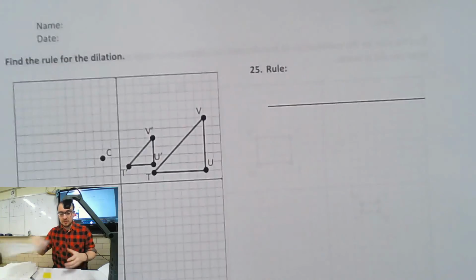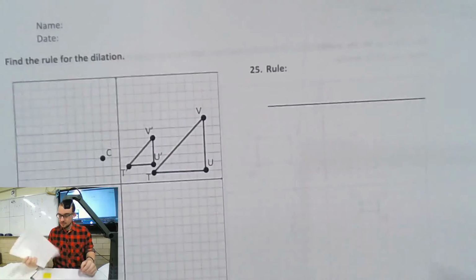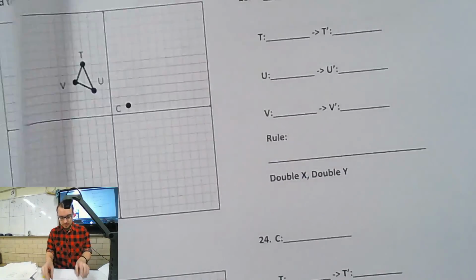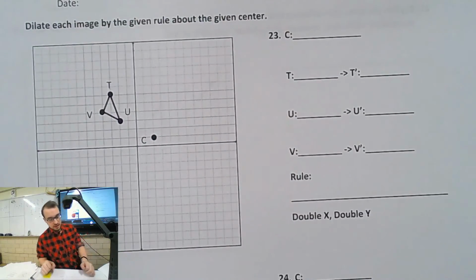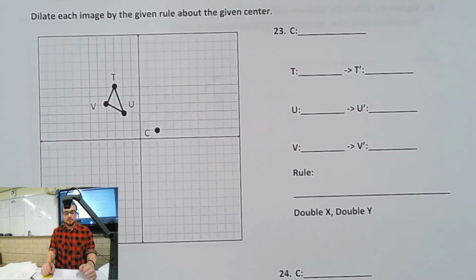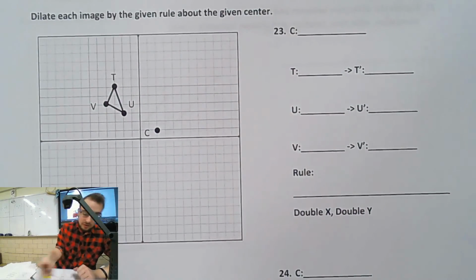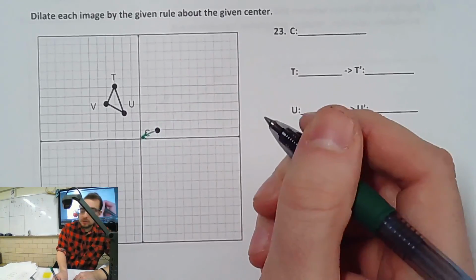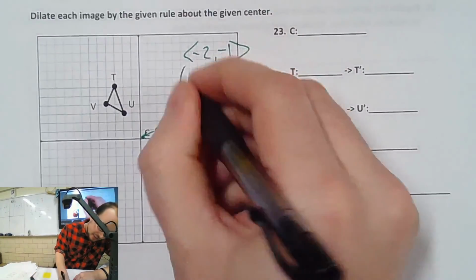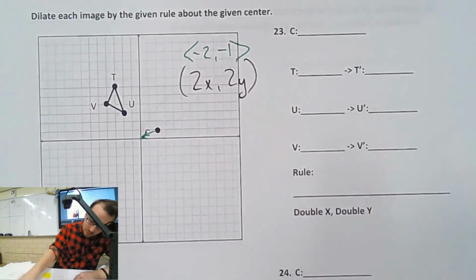There is no 22. Look at 23. It says double the x, double the y. So write your coordinates down and double the x and double the y. The rule is going to require you to push C to the origin first. That's 2 to the left and 1 down. Then we're going to double the x and double the y. Then we're going to push it back.